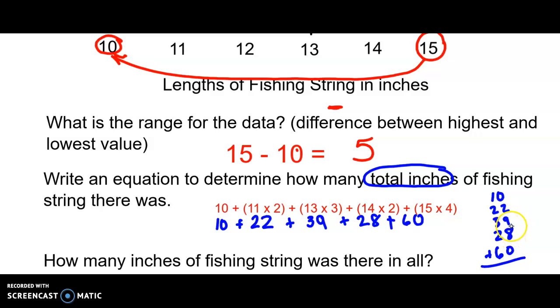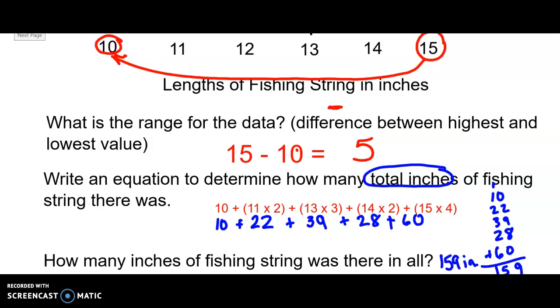9 plus 8 is 17, plus 2 more is 19, and then 6, 7, 8, 9, 10, 11, 12, 13, 14, 15. So we get a grand total of 159 inches of fishing line or fishing string. Okay, so when you're asked to find the range, it's the difference between the highest and lowest, and when you're asked to find the total amount, in your measurements, you have to add up everything.